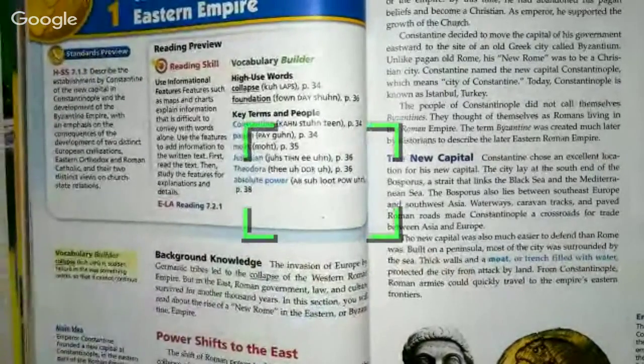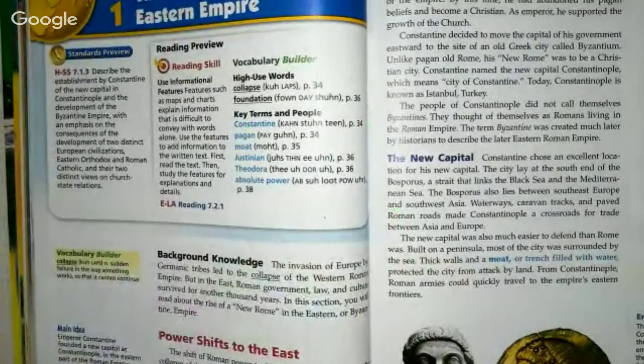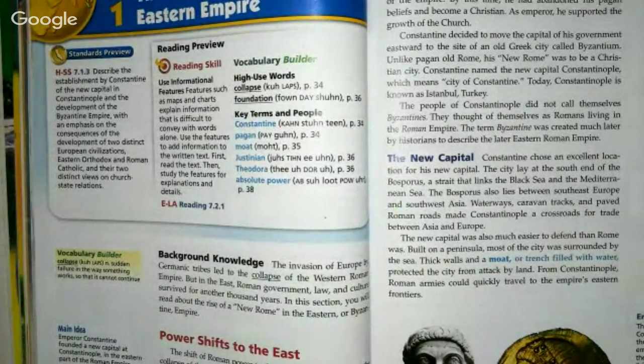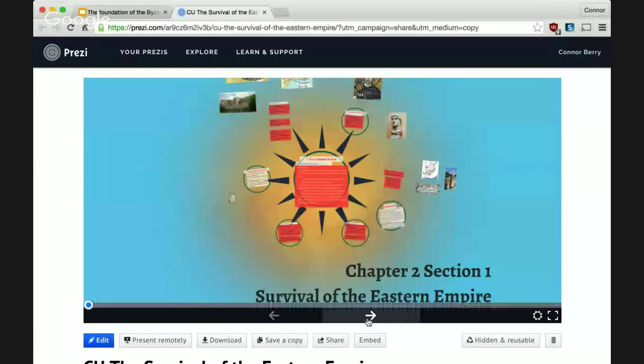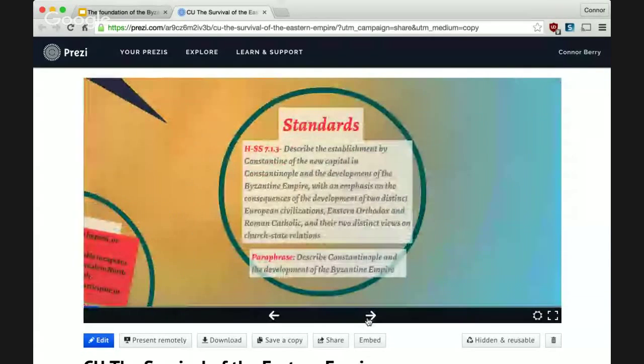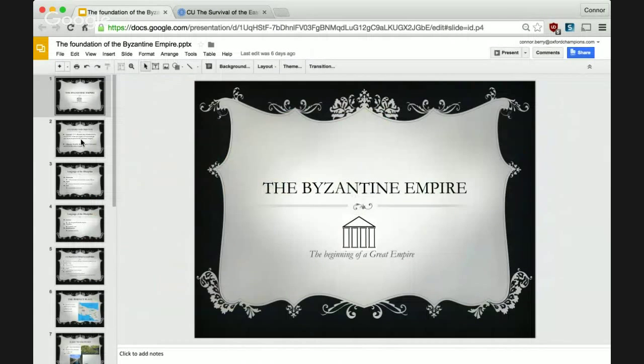Okay, so that's our standard. Yes, you go ahead and write that in. Let's take a look at our two other types where our information is going to be coming from. Let's look at the Prezi first. As you can see on the Prezi, the standard is right there. It's the same standard. It even has a paraphrase. Describe Constantinople and the development of the Byzantine Empire. Great. Let's go take a look at our PowerPoint.